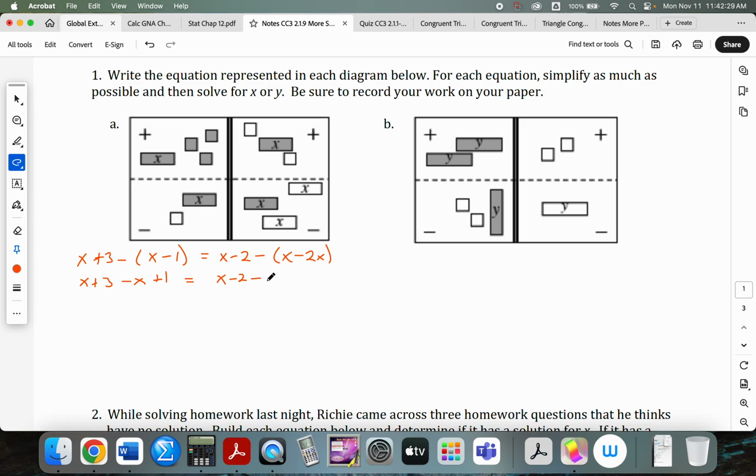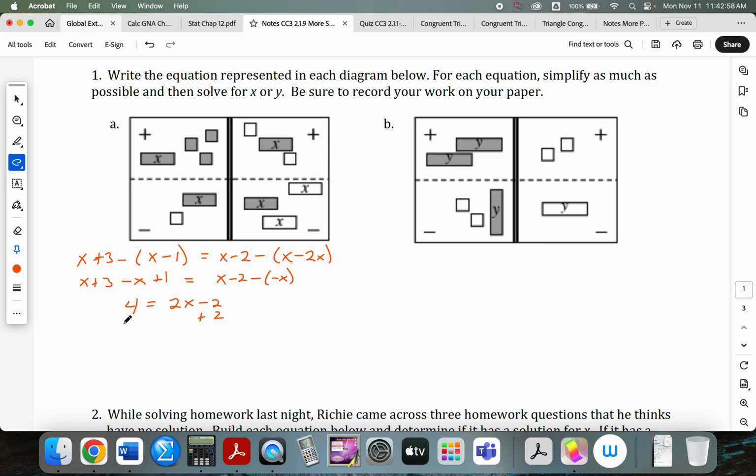Now this one I can simplify inside, so I'm going to do that. Minus a negative x. So this side is going to be 4 because the x plus negative x add out to 0. This x minus a negative is the same thing as plus a positive, so that's 2x minus 2.